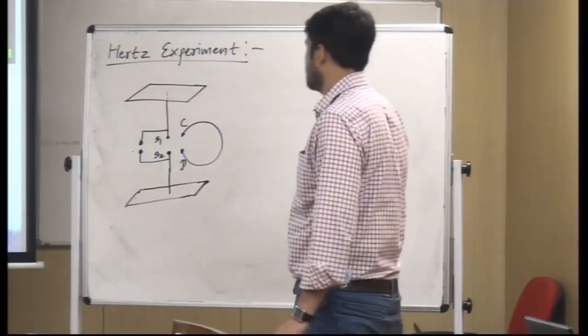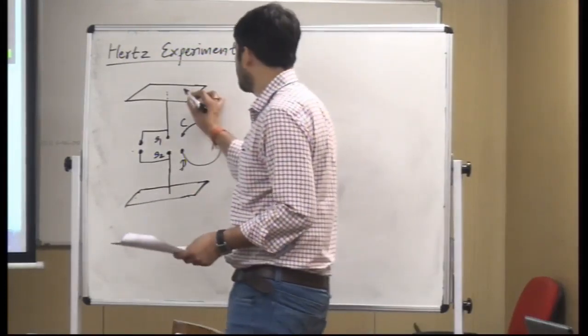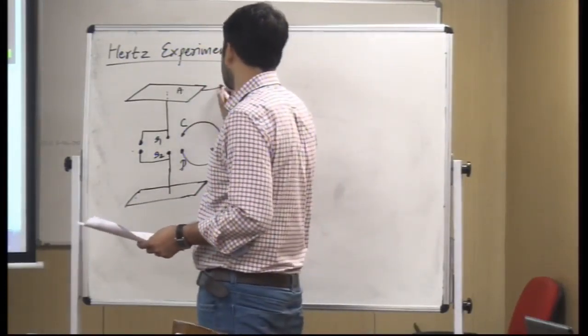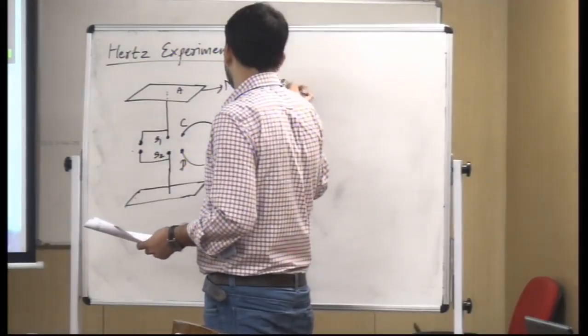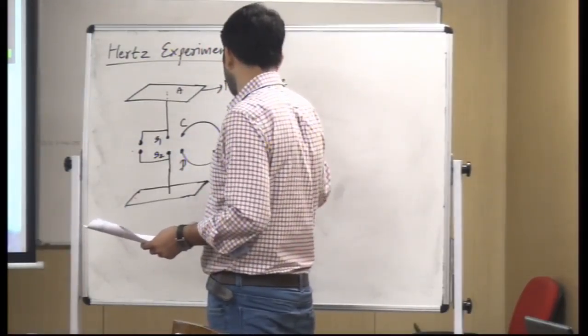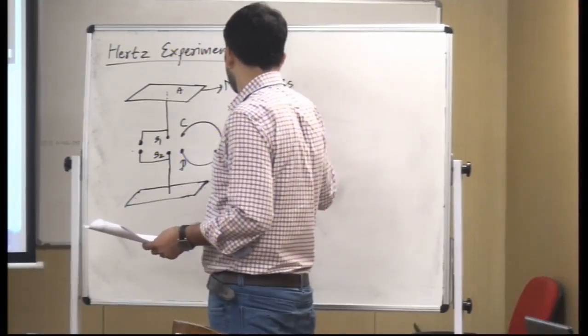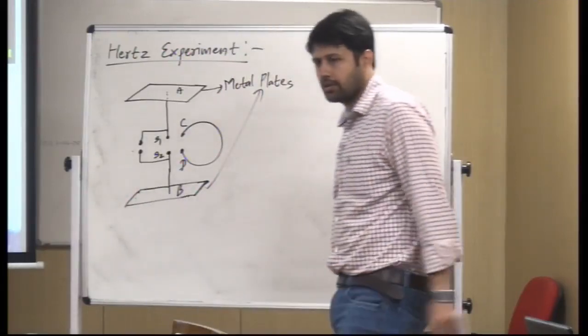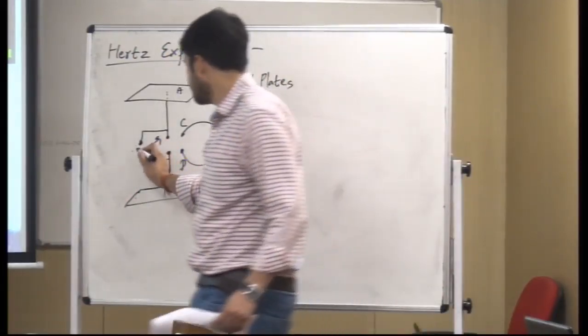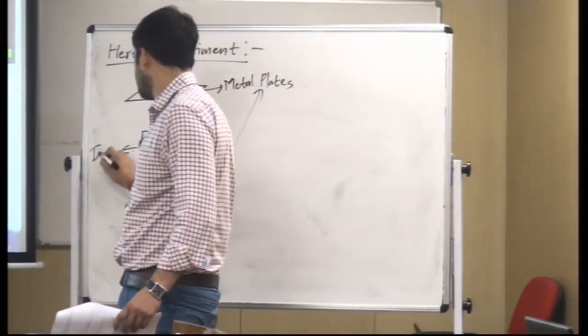Okay. These are two metal plates. Metal plate A and another metal plate B. Okay. S1, S2, and this is the connection to induction coil.